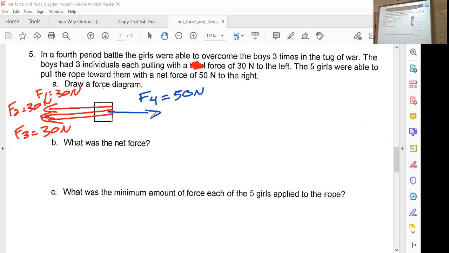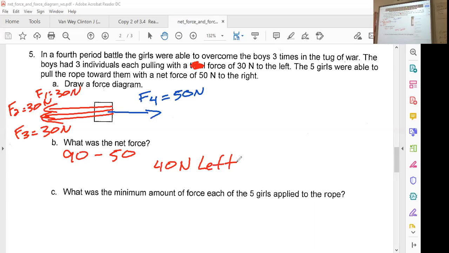What was the resultant force? Resultant force. 30 and 30 and 30 is 90. The forces are acting in opposite directions, so it's 90 minus 50. Okay, that gives us 40 newtons of force. The boys won by 40 newtons, and they won to the left. And they won the battle to the left.